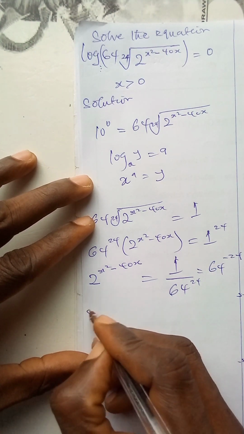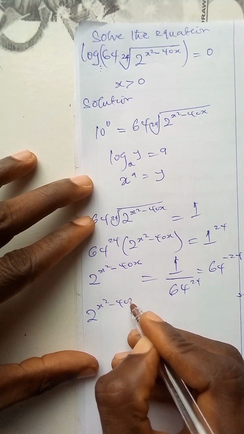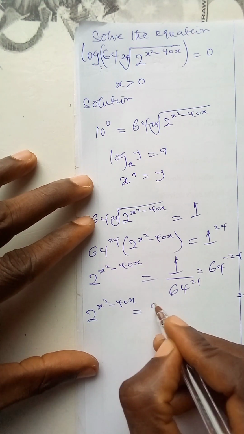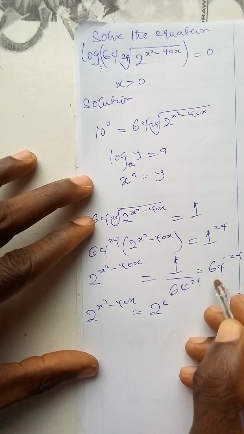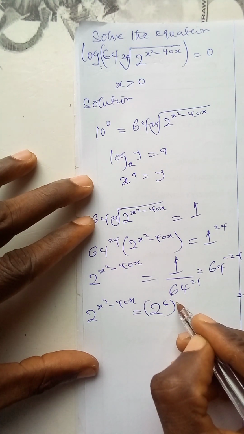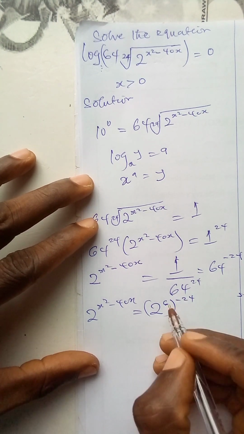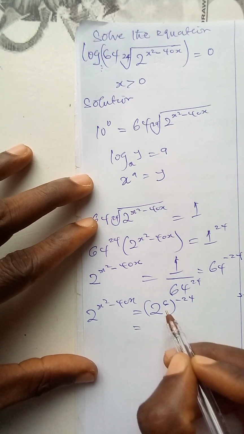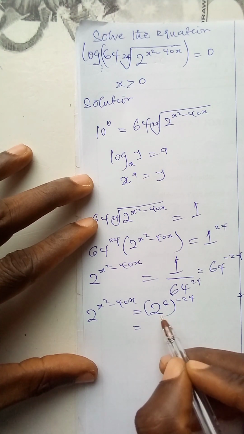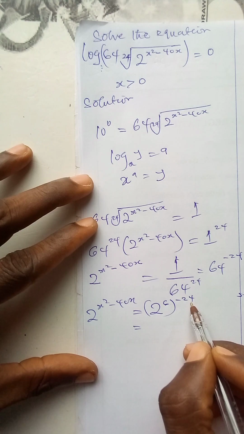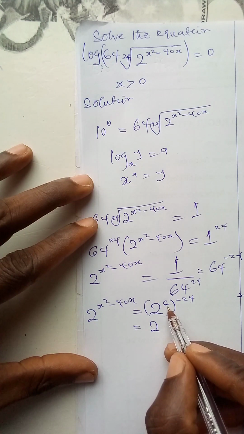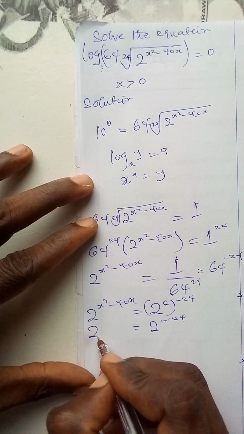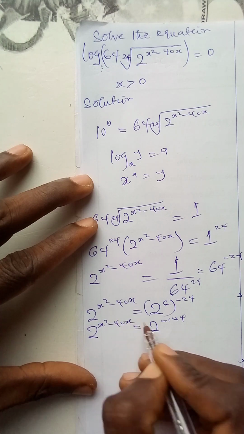Now, I have 2 to power x squared minus 40x equals to, I can express 64 as a number in base 2. It becomes 2 to power 6. 2 to power 6 is 64. Let's remember that there is a minus 24 as the power. We now have a situation where the bases are the same. But before we apply a law of indices that will enable us to solve this, we need to finish up with this part. So 6 times minus 24 is minus 144. Minus 144 is equal to 2 to power x squared minus 40x.